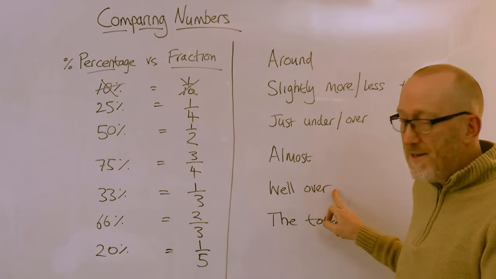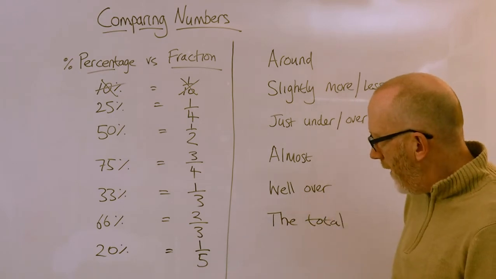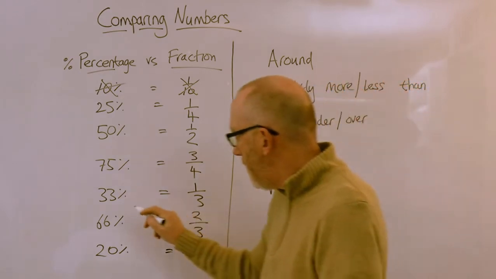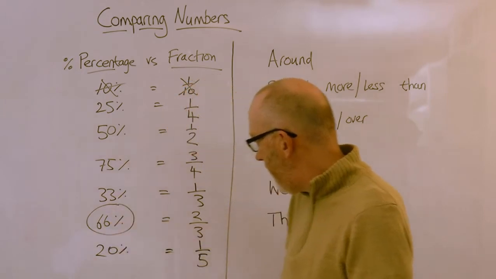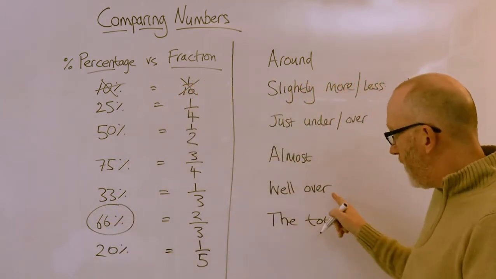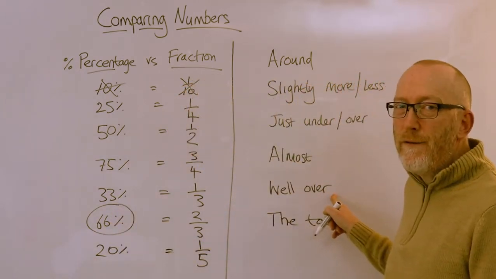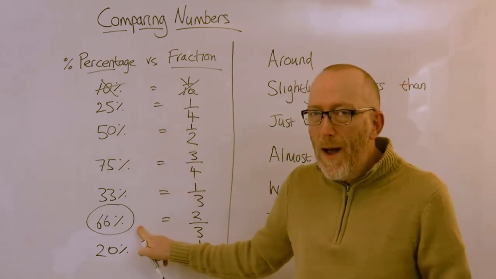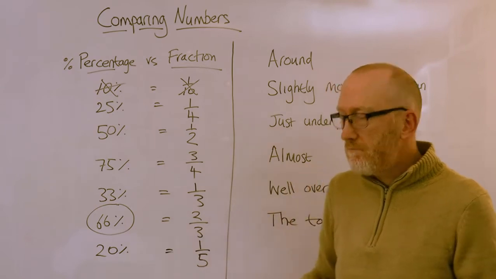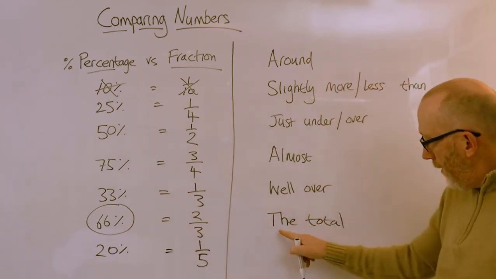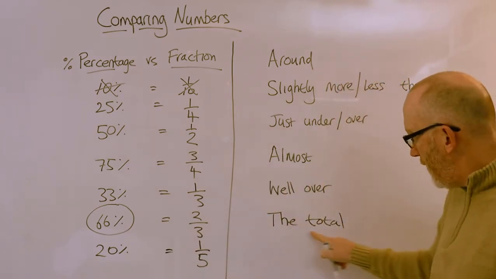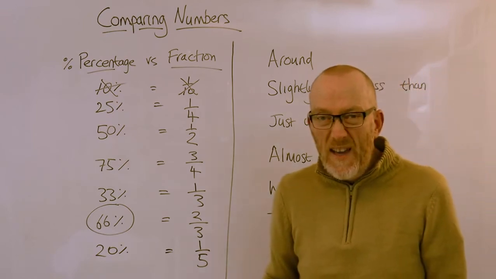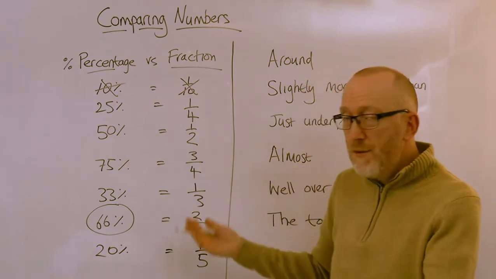Well over, that's another one of my favourites. So, I don't know, well over. Let's take this figure here, 66%. That is well over a half. Here's a half, which is 50%. This is well over a half. Okay? And another great phrase that you can use, the total. Instead of saying all, you can say the total.